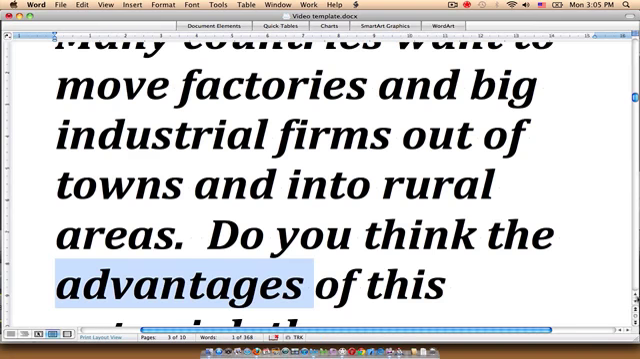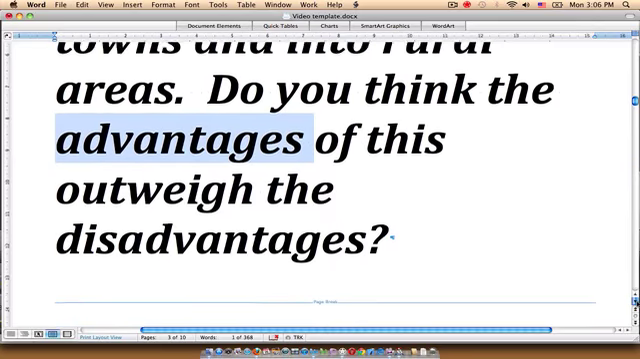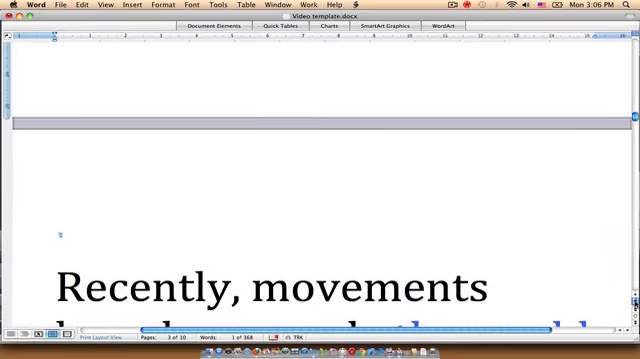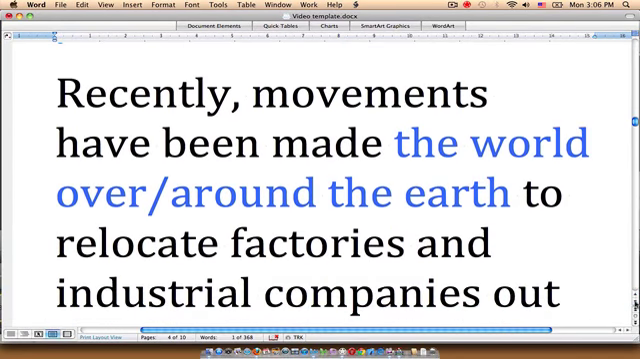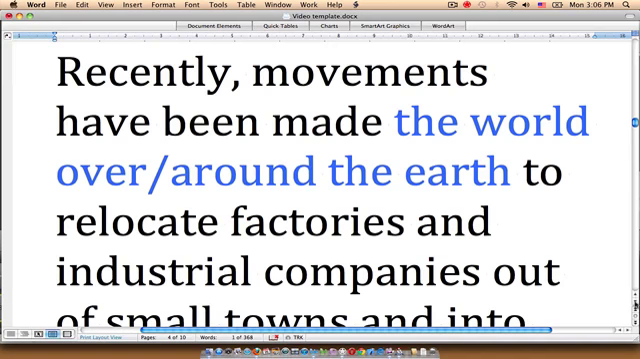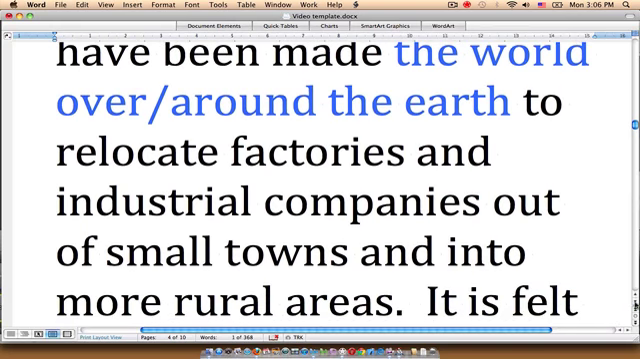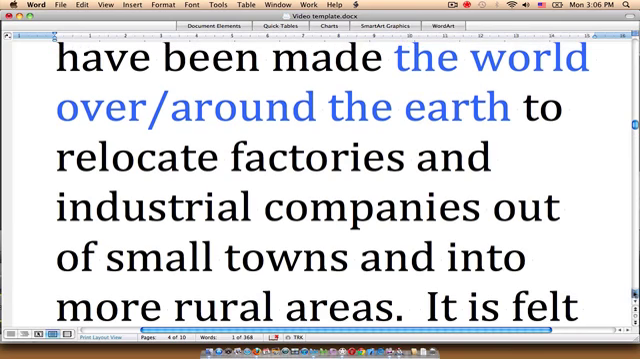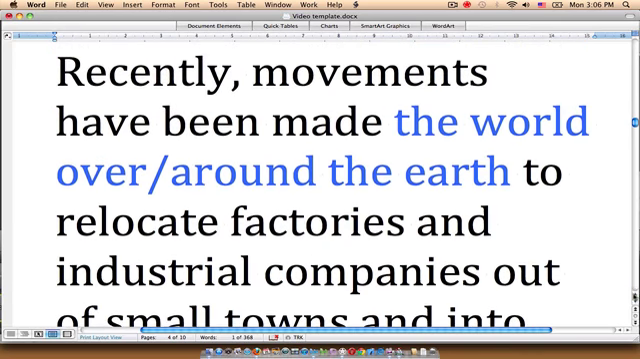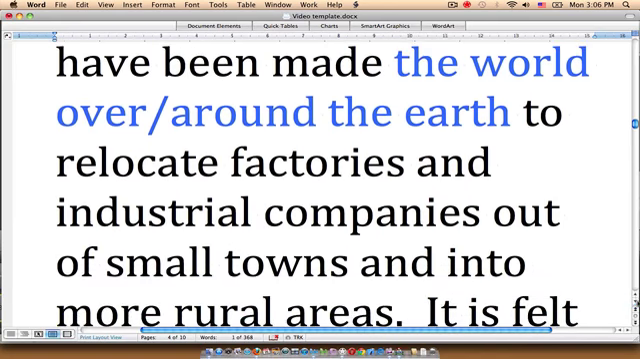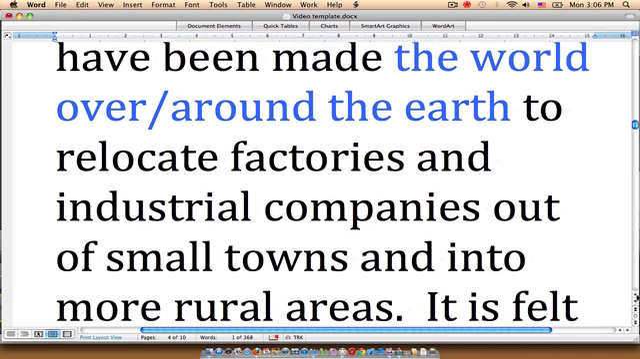Okay, now let's start the exercise together. So our essay reads, recently movements have been made the world over to relocate factories and industrial companies out of small towns and into more rural areas. Or, recently movements have been made around the earth to relocate factories and industrial companies out of small towns and into more rural areas.